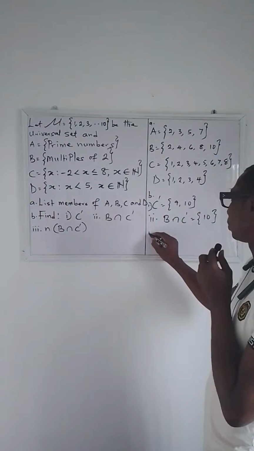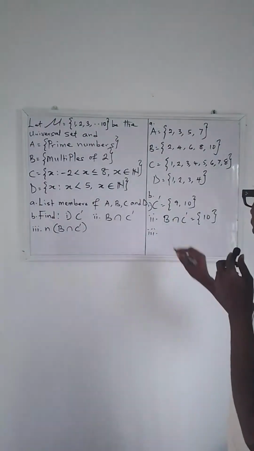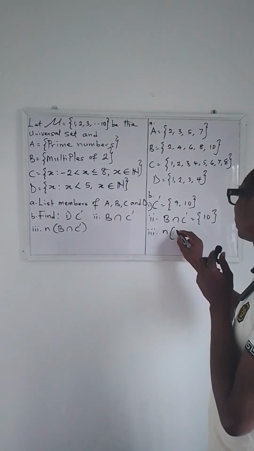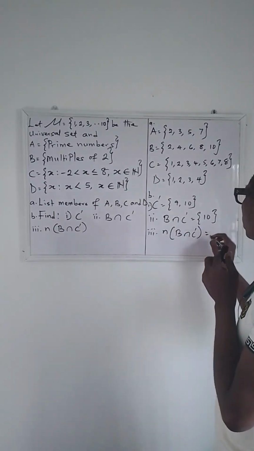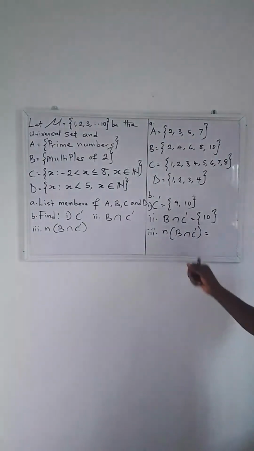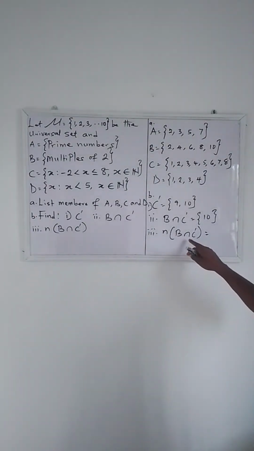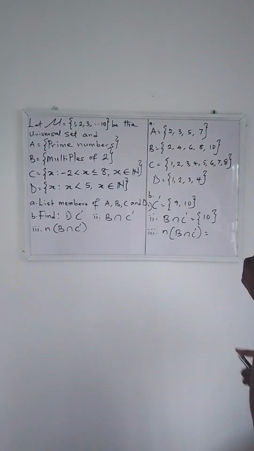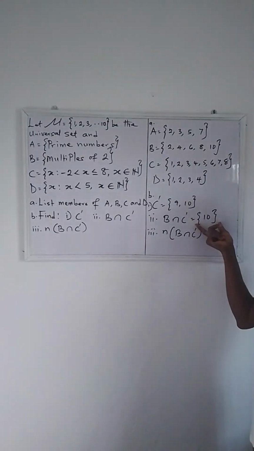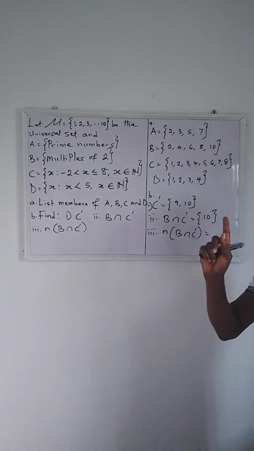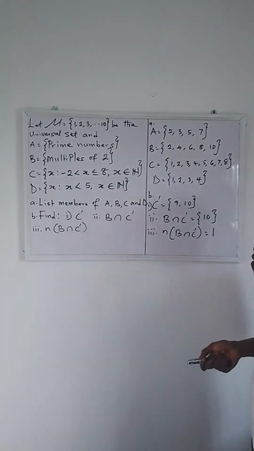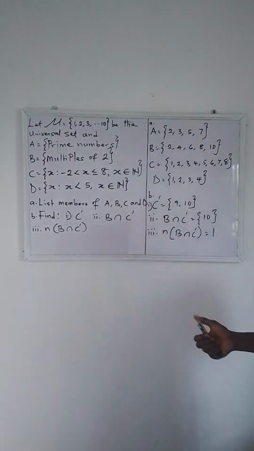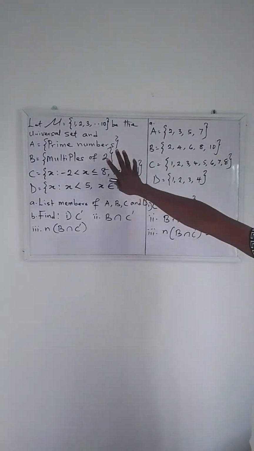Now let's look at the third one: the number of elements in B intersection C complement. Now you just come to this set and count the number of elements inside. How many do we have? We just have 1. So the answer to this problem is 1. All right, this is the solution to this problem.